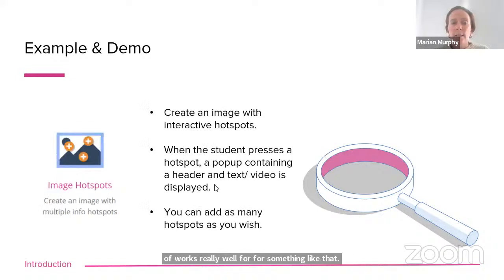The next one then is the image hotspot. So this is where you upload an image and you can add multiple information hotspots to it. So these hotspots then can be clicked on by the student, and a pop-up then will show up containing what the heading is for the material, and you have options there, either text, video, or audio to display as the pop-up. In my example today, I'll be showing just simple text. And then you can add as many hotspots as you wish to the image hotspot feature.